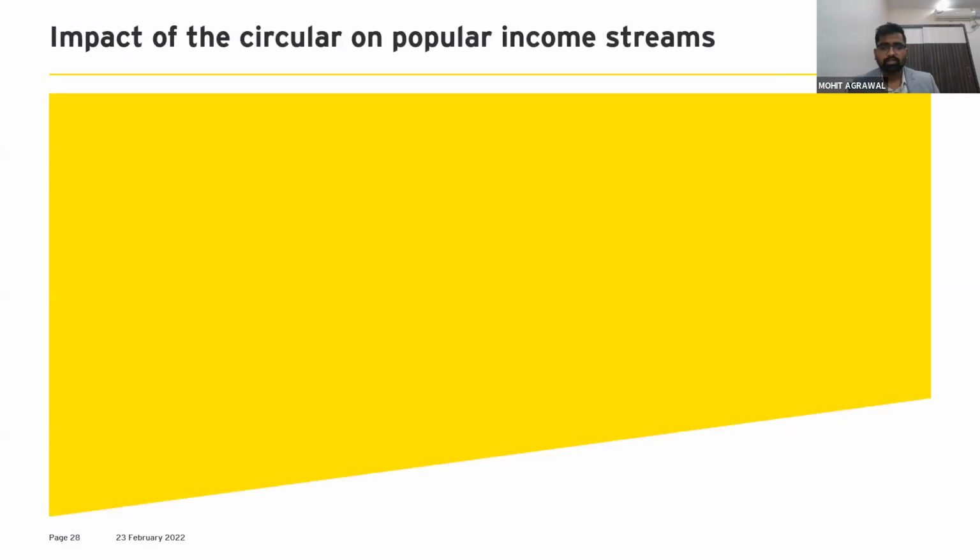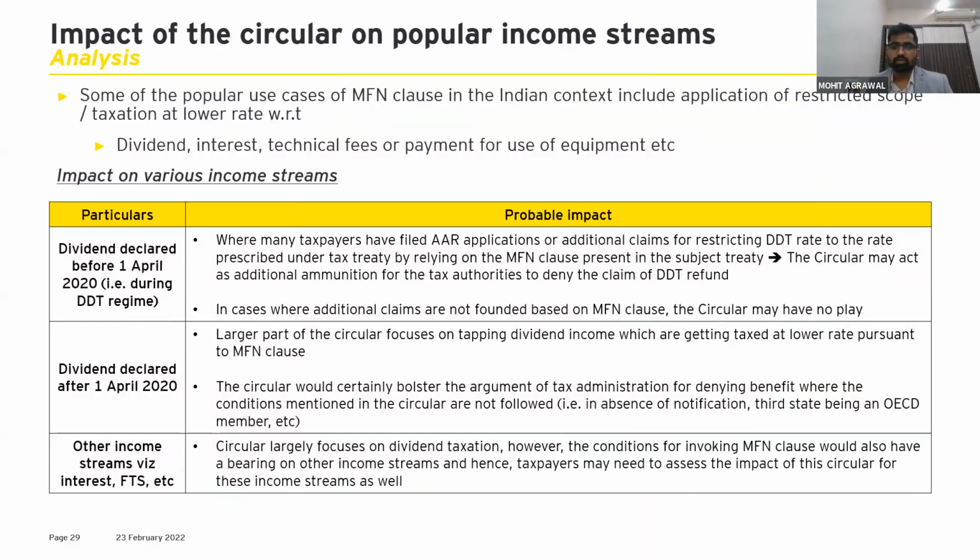Now, what we want to discuss here is the impact of the circular on some of the popular income streams. Again, as I mentioned, the circular has developed a lot as far as dividend taxation is concerned. So we can divide the dividend aspect into two parts. One, when there was a DDT regime before 1st April 2020, where taxpayers have been claiming the refund of the DDT that was paid, in light of the reduced tax rate that is available in other treaties.